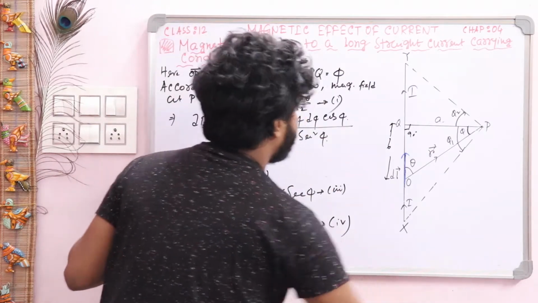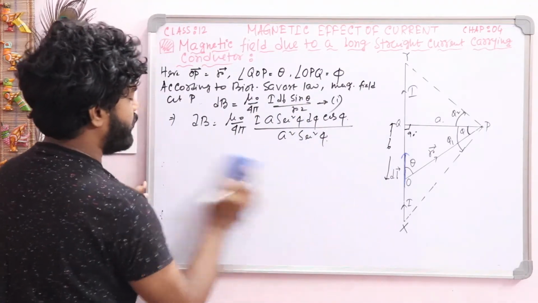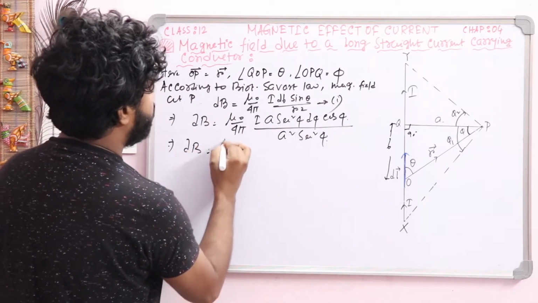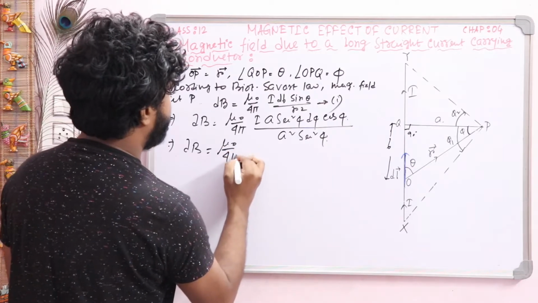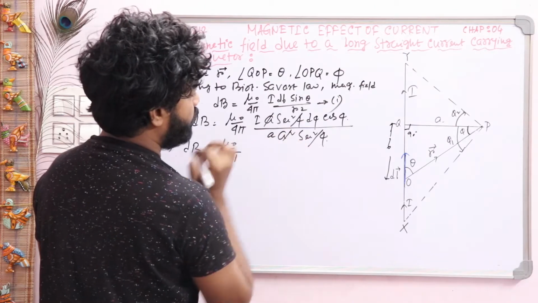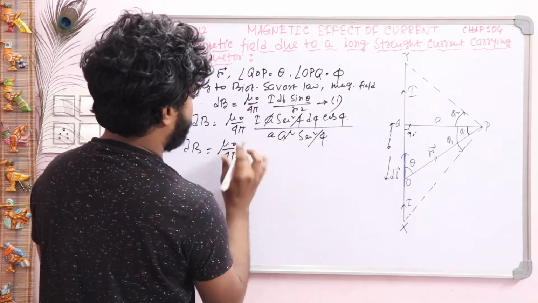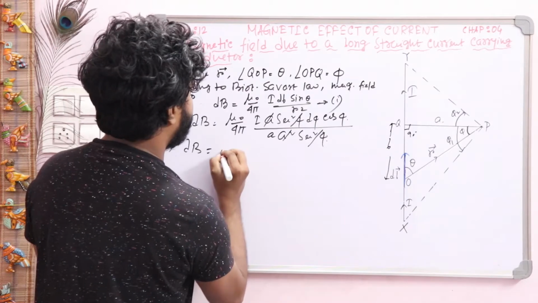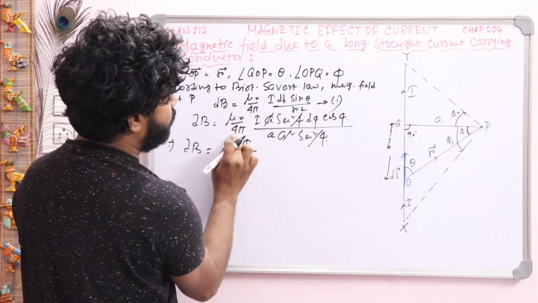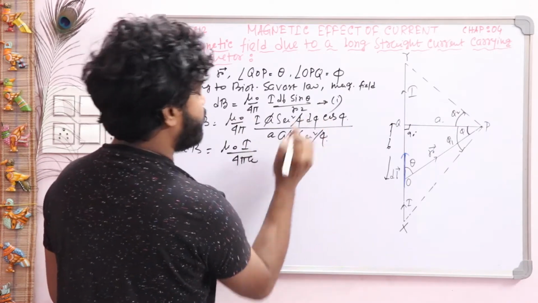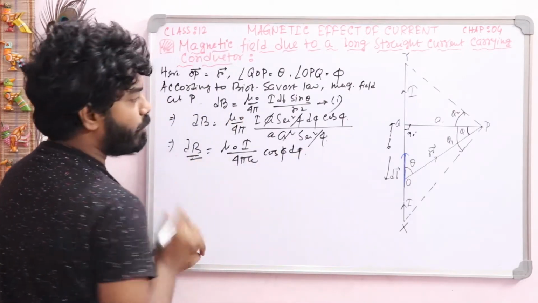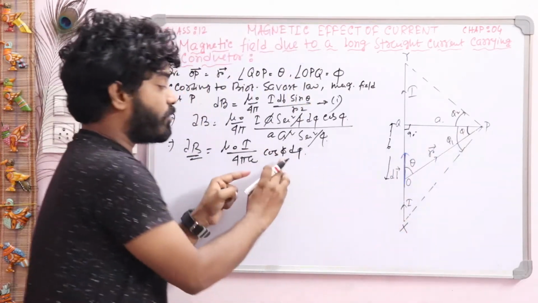Okay, now simplify it. dB is equal to mu naught by 4 pi, you see, sec square phi cancels out, one A cancels out, so this one will be mu naught I by 4 pi A, and there is cos phi d phi. So this is the expression at point P in terms of phi.